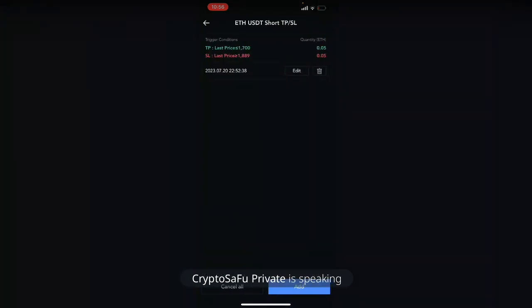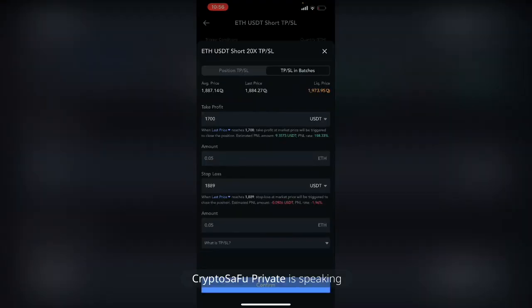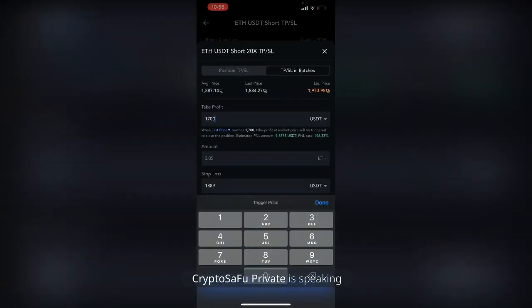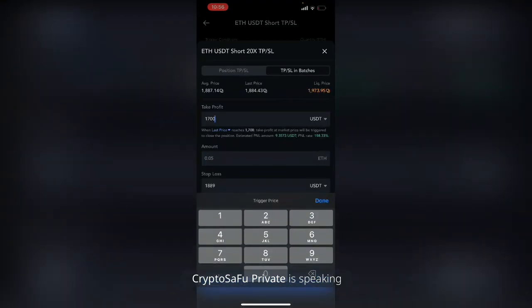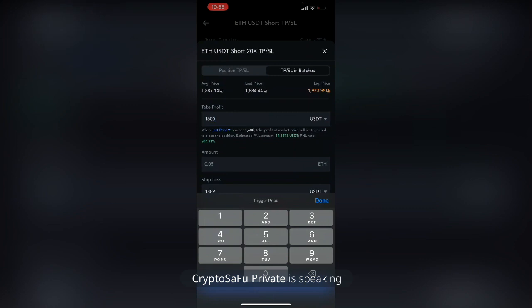For example, I'm already at profit and I feel like this trade is going to go below 1700. Maybe it has already reached 1700. I was supposed to take my profit, but I feel like the trade is still going to go below it. I can go further and increase it to 1600, so that when it reaches 1600, that is when you should take profit.